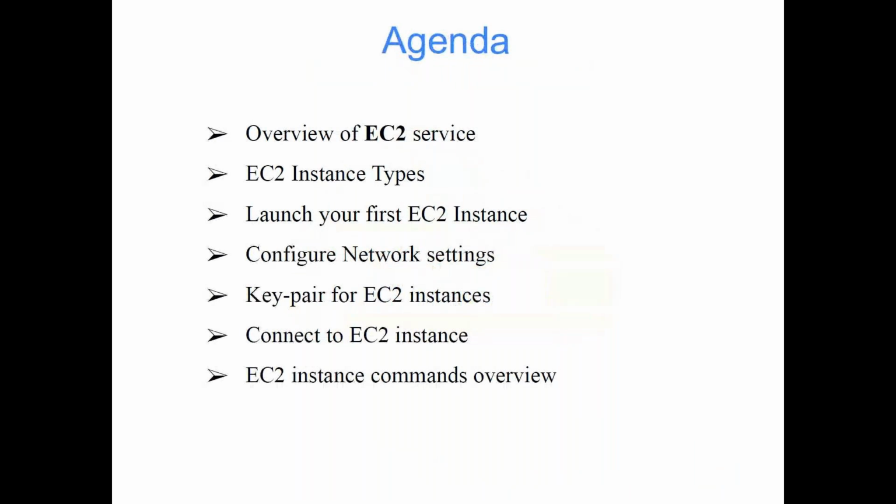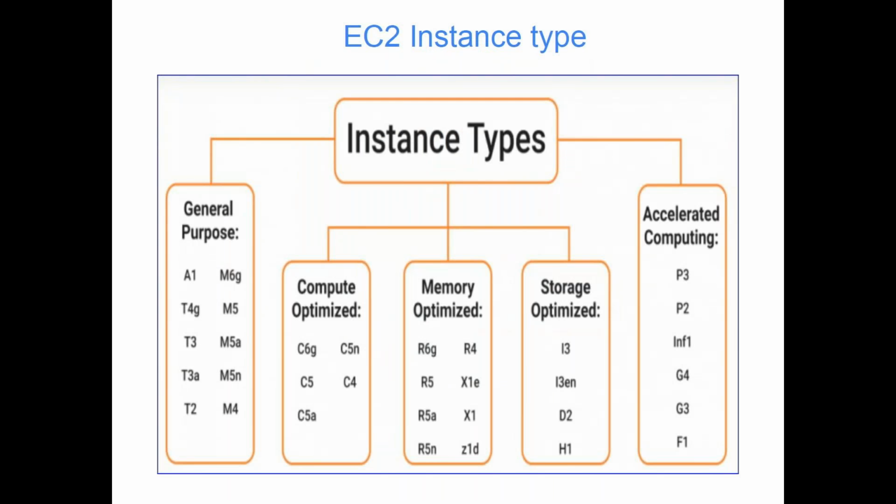We'll launch one server, how to launch it, what parameters and other configuration are required, and how to connect to it. All these things we will do. So the agenda for today's class is: overview of the EC2 service, EC2 instance types, launch your first EC2 instance, configure network settings, key pair for EC2 instances, connect to the EC2 instance, and EC2 instance commands overview. All these things we'll be doing practically, starting with EC2 instance types.